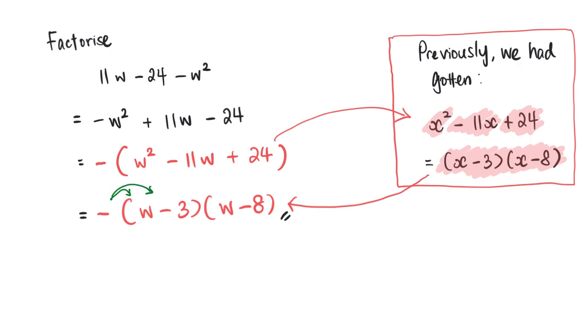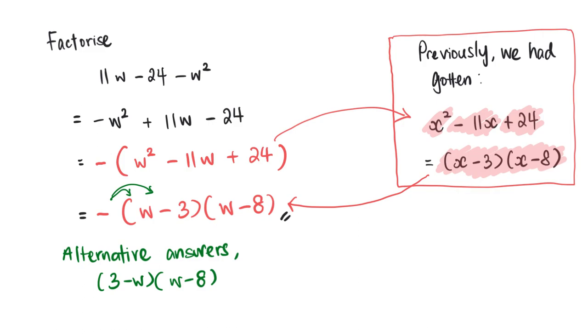Of course, there are other possible answers if you had multiplied the negative into either of the brackets. Okay, so the following are alternative answers to this question. Alright, so we can have 3 minus w times w minus 8. We could also have w minus 3 times 8 minus w. Write it in the other way, okay? All are possible answers. Alright, let's move on to the next question.